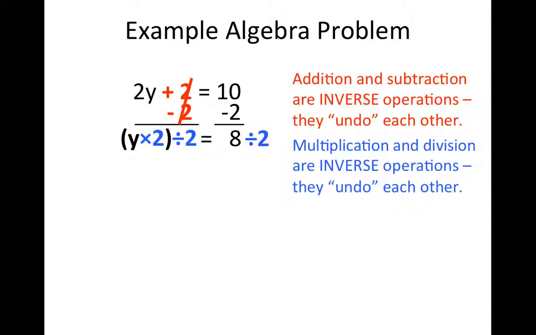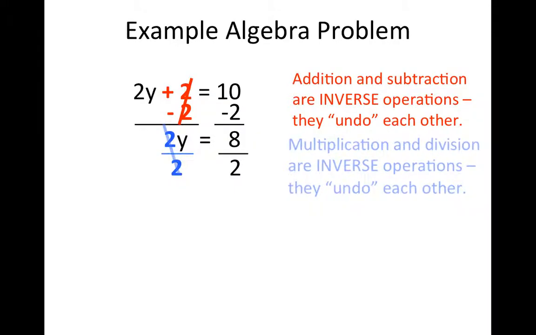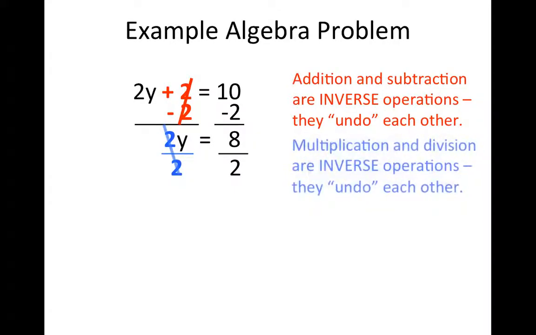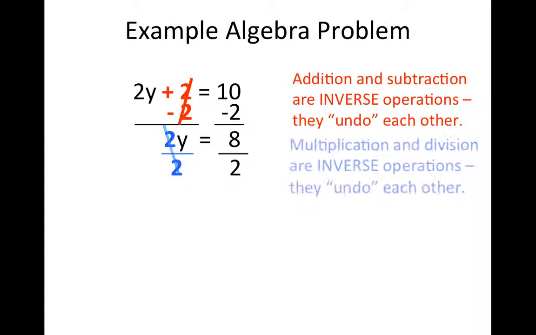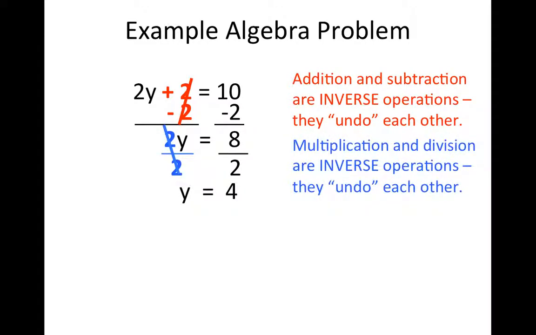They undo each other. So instead of doing it this way, I'll do it the way we usually do it, which is just over 2. And again, those 2's cancel. 2y over 2 is just y, because multiplication and division undo each other. They are inverse operations. So I'm left with simply y equals 4.